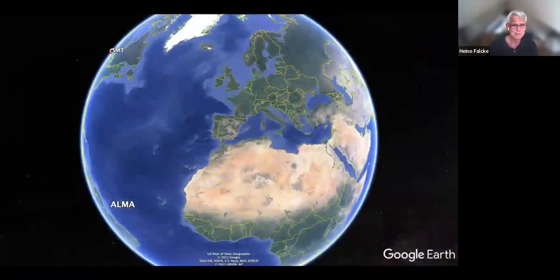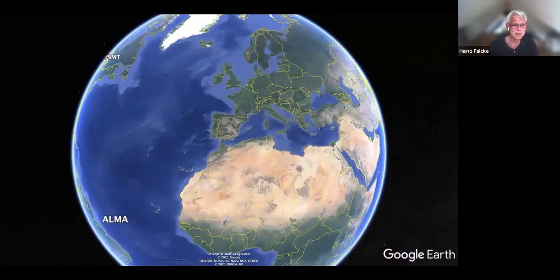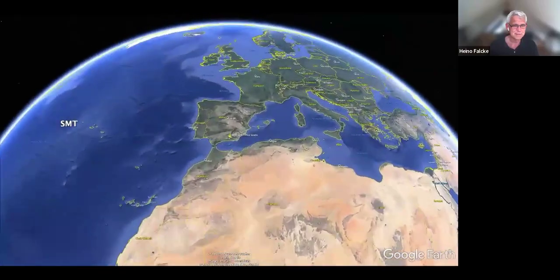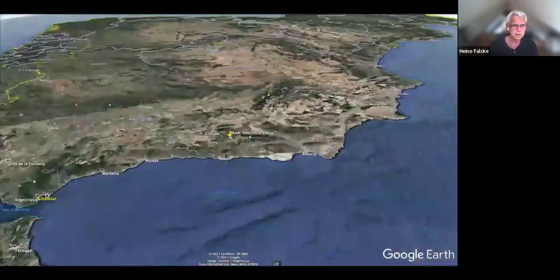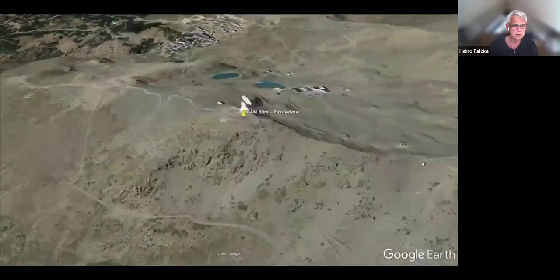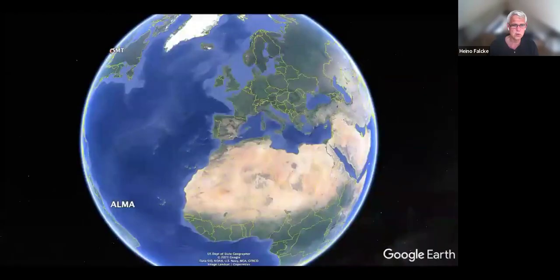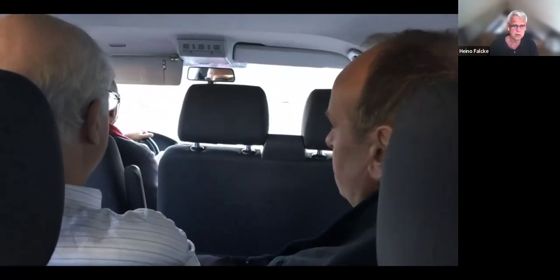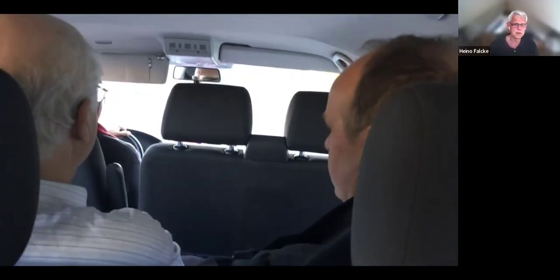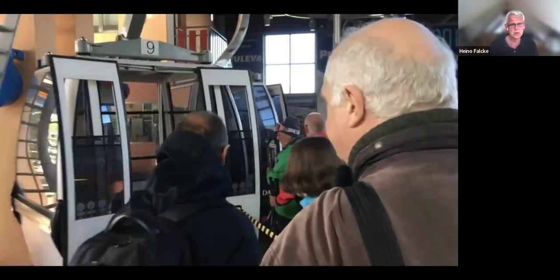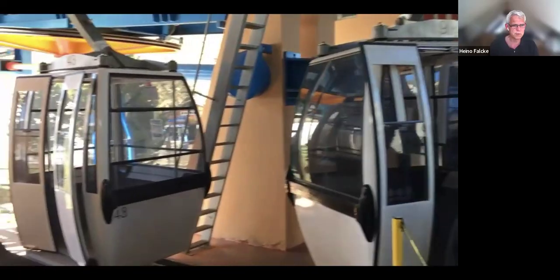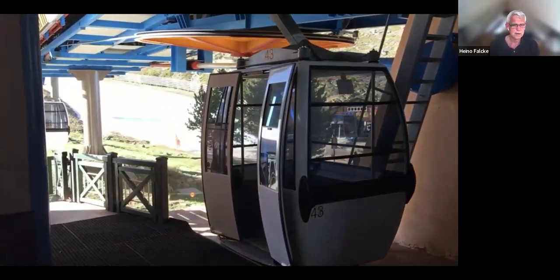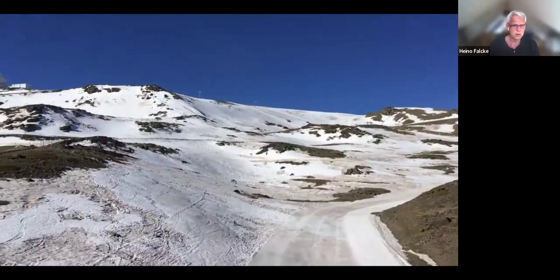Okay, good. I was in Spain, at the IRAM 30-meter telescope near the Pico Veleta, that's the telescope here in Google Earth. Just to give you a sense of it, you go up the mountain first with a little bus. That's in April. It's actually now a ski resort. When it was built, there was one ski lift. Now it's a big ski resort.